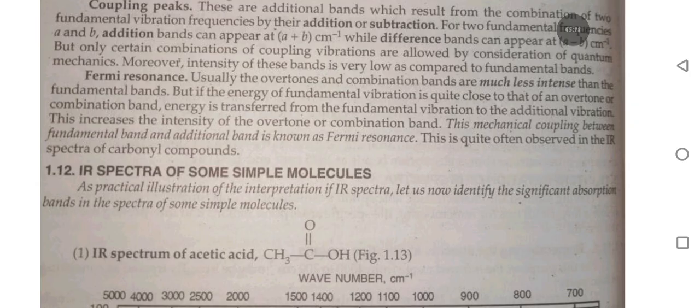Fermi resonance. Usually the overtone and combination band are much less intense than the fundamental band. But if the energy of fundamental vibration is quite close to that of an overtone or combination band, energy is transferred from the fundamental vibration to the additional vibration. This increases the intensity of the overtone or combination band. This mechanical coupling between fundamental band and additional band is known as Fermi resonance.